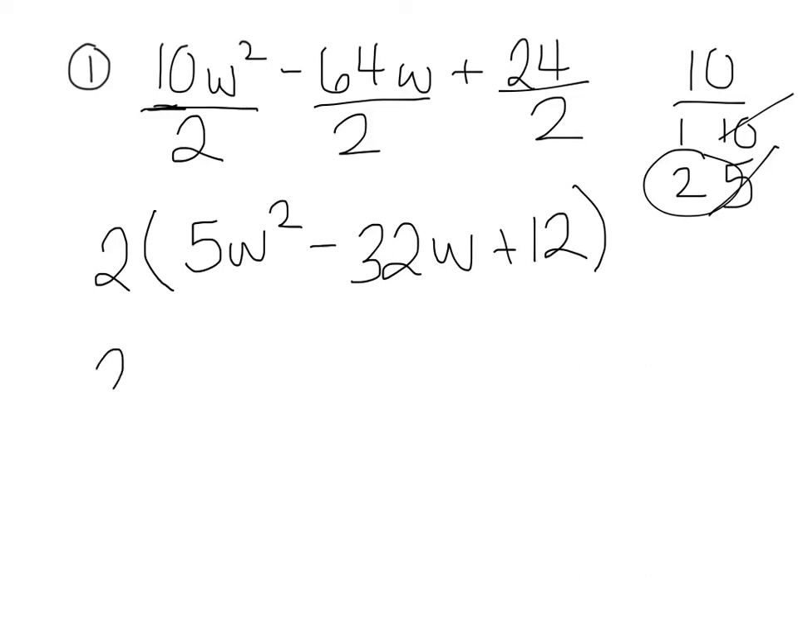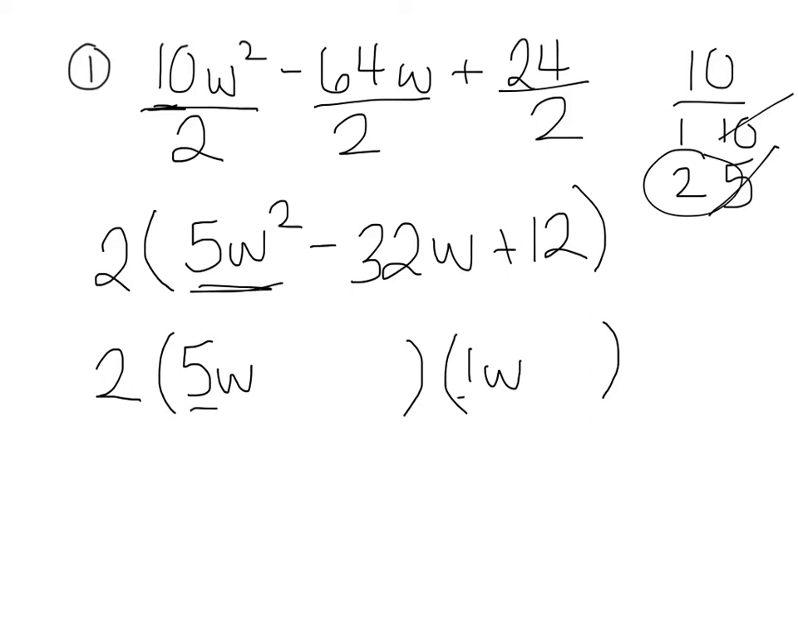So now we're going to keep the 2 on the outside, and I'm going to make my 2 sets of parentheses, like we've been doing. So remember in our first parentheses, we're always going to have our whole number. So we're going to have 5w, and in the second one we're going to have our 1w. I'm just getting that from this term right here, because 5 times 1 is going to give us 5, and then w times w will give us that w squared.